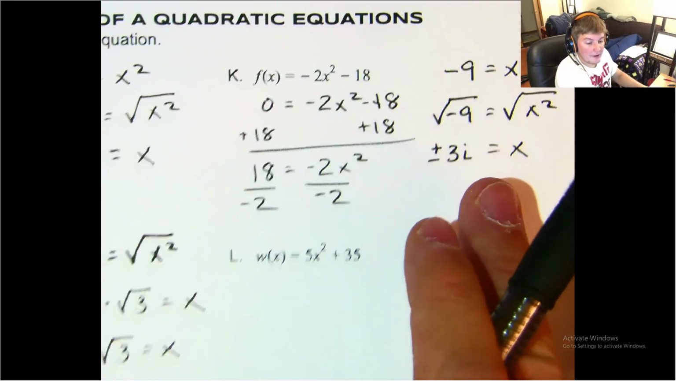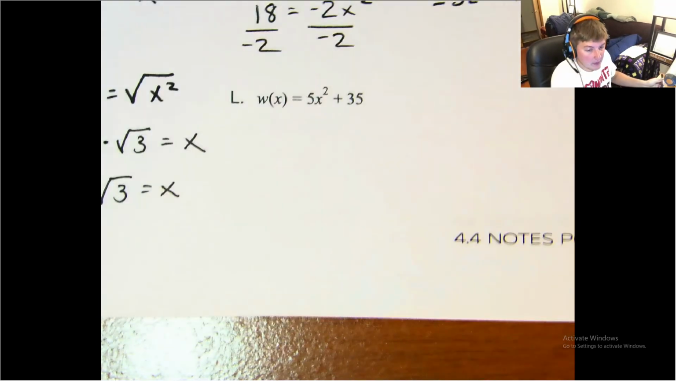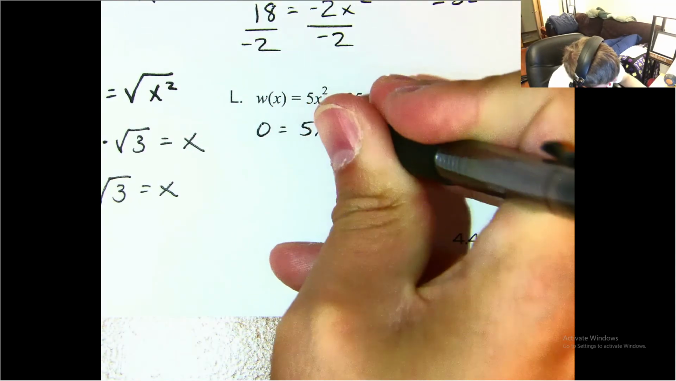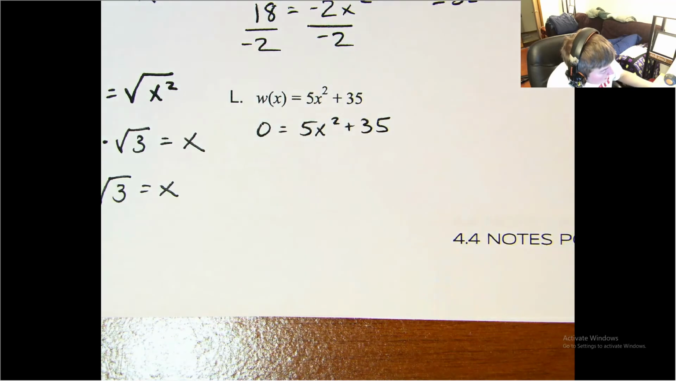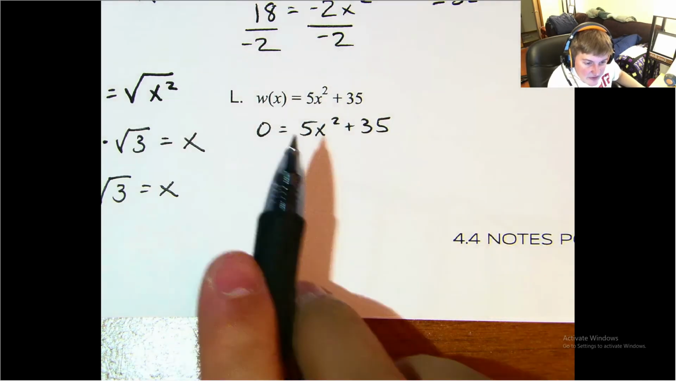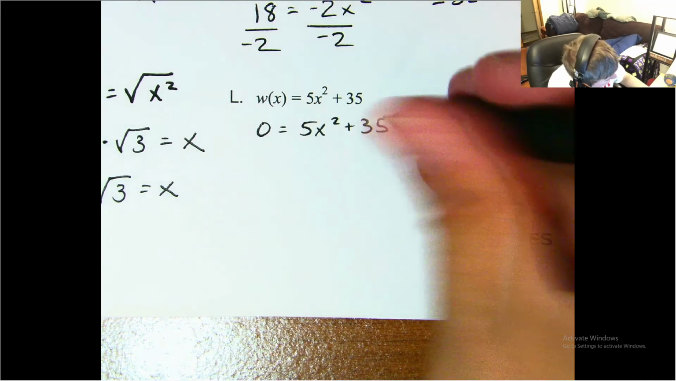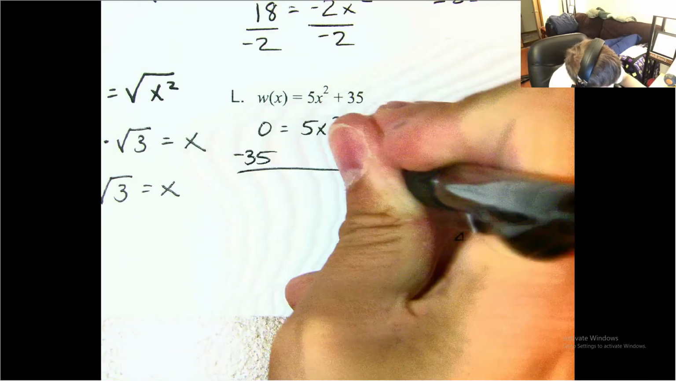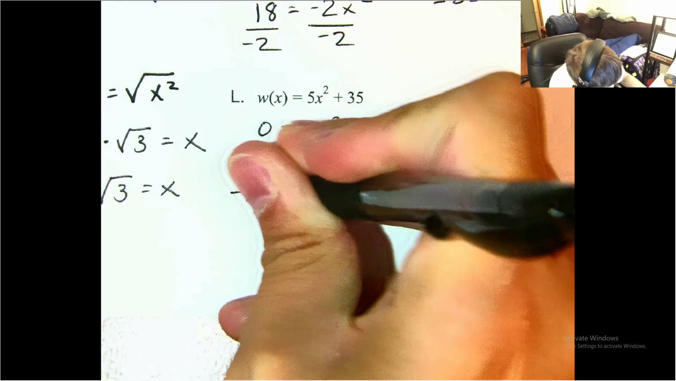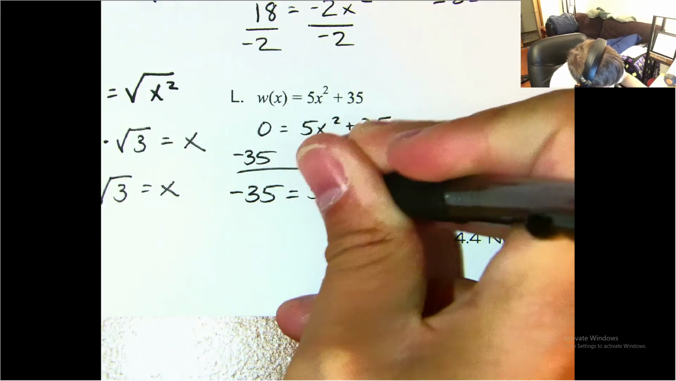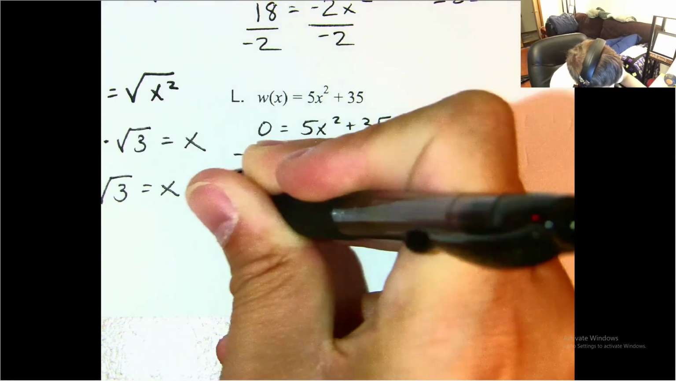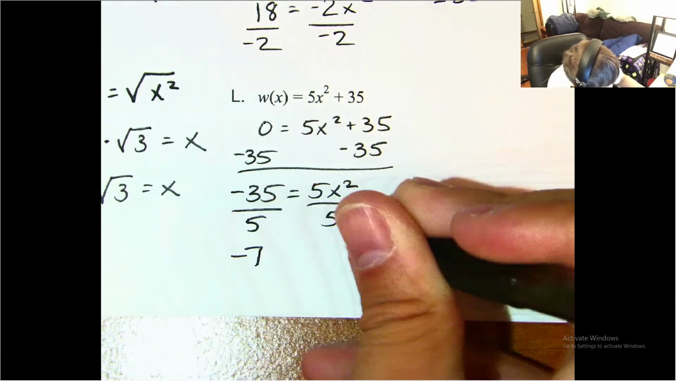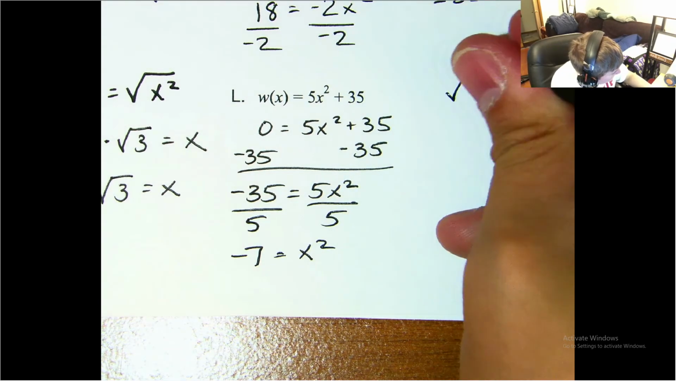All right, letter L. Again, we're just finding when it's equal to 0. I'm still looking for the x values that make this equal to 0, and we're going to subtract 35. Negative 35 is equal to 5x squared. Then divide by 5, then divide by 5. Negative 7 is equal to x squared. Then I need to take the square root of each side.